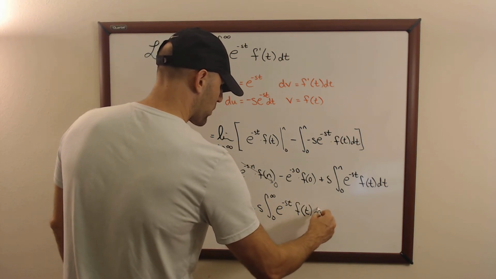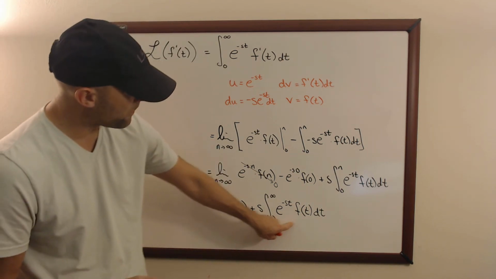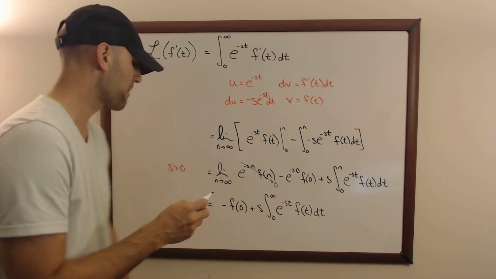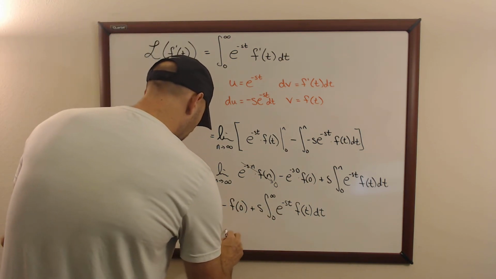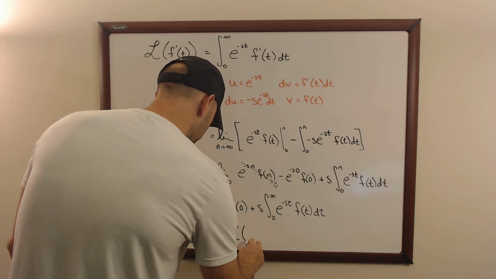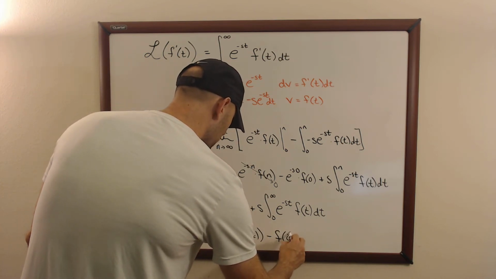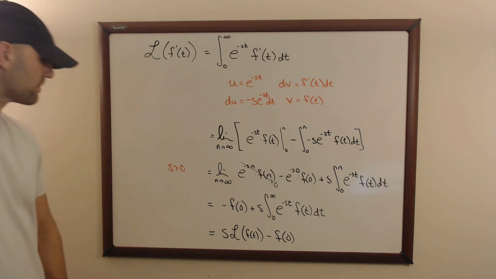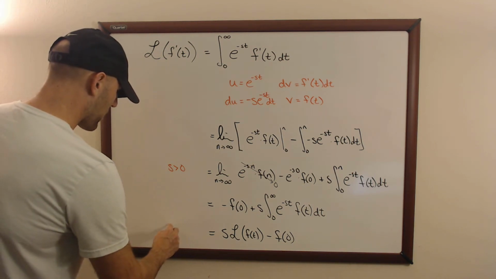But this is actually really, really nice. Because look at this form. Isn't this the formula for the Laplace transform of f? And so what I have, if I rearrange this, is s times the Laplace transform of f of t minus f of 0. Yeah, that's the Laplace transform of f prime.